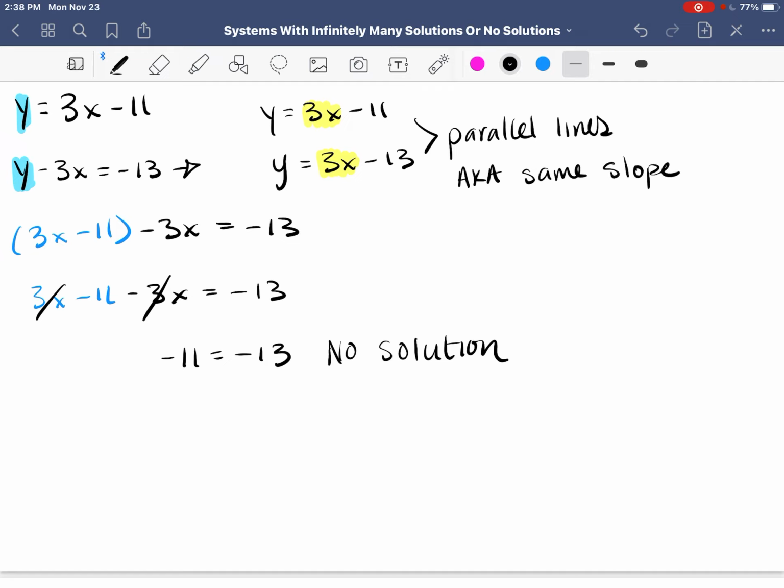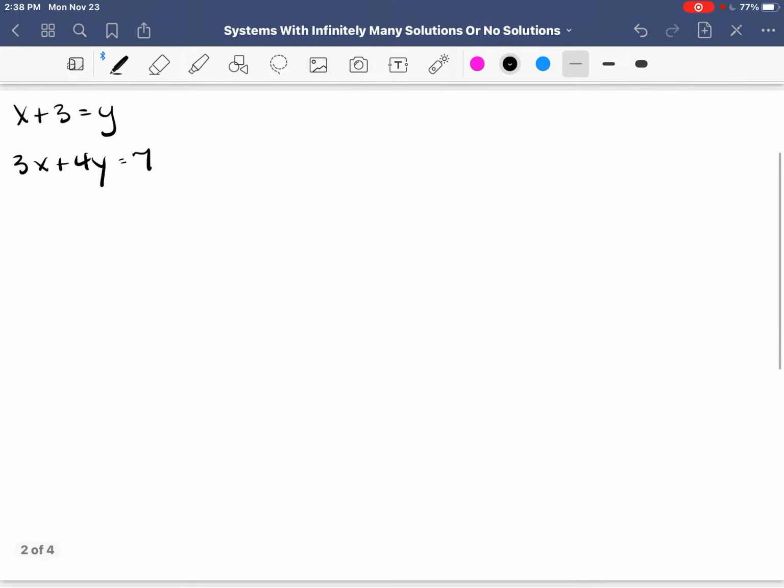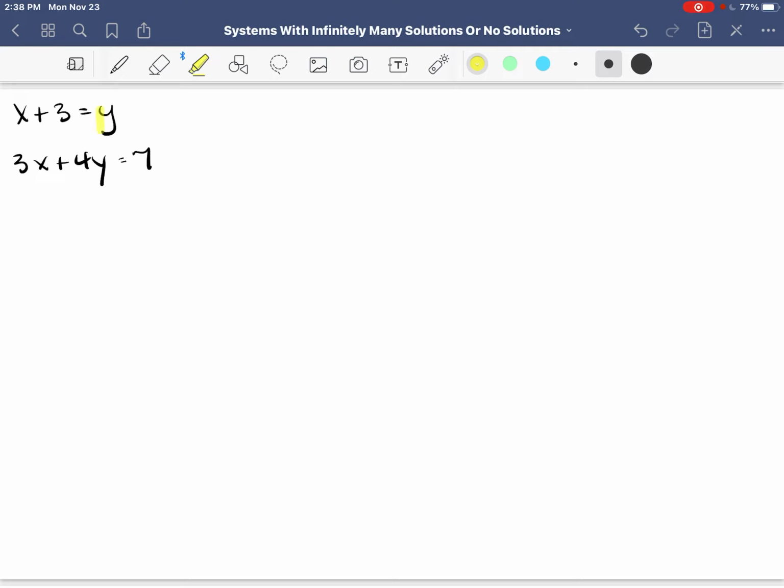And you can use Desmos to graph them, and it'll show you how neither one of those two intersect with each other, okay? So, no solution is your answer. Onward to our second one. Same way, same rule, same procedure.